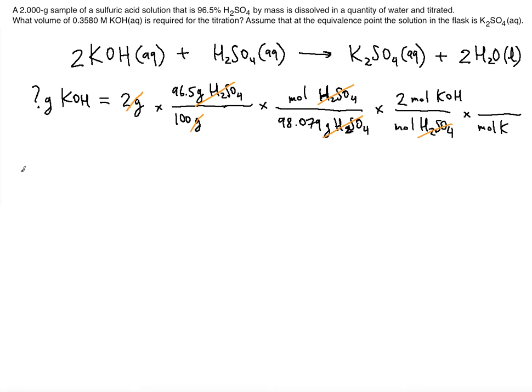We're not going to use the moles because we are ready to actually use the molarity, right? The molarity of the potassium hydroxide solution is given here. And molarity means 0.3580 moles of potassium hydroxide per liter of solution, right? So that will give us the volume exactly, because the moles of potassium hydroxide are also cancelled, so we're left with the liters.